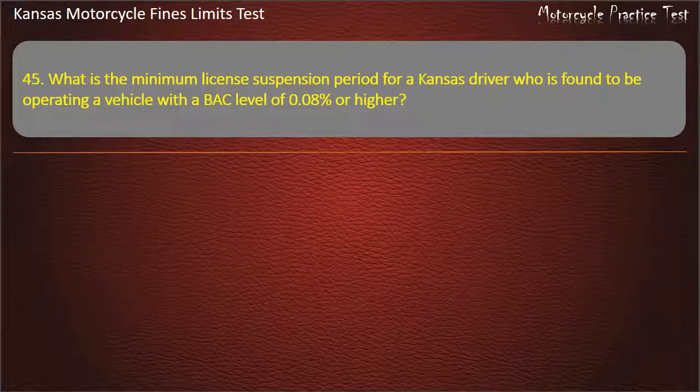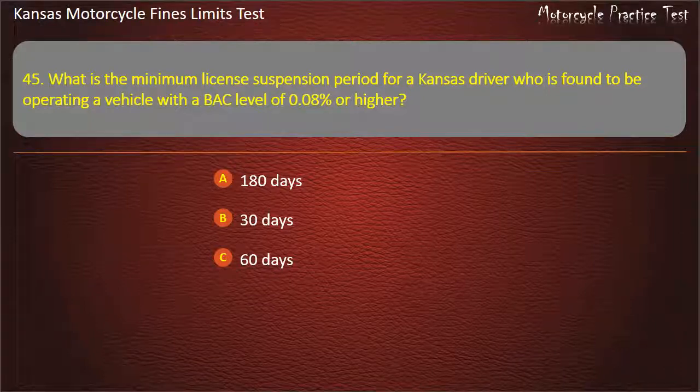Question 45. What is the minimum license suspension period for a Kansas driver who is found to be operating a vehicle with a blood alcohol level of 0.08% or higher? 180 days. 30 days. 60 days. 90 days. Answer. 30 days.